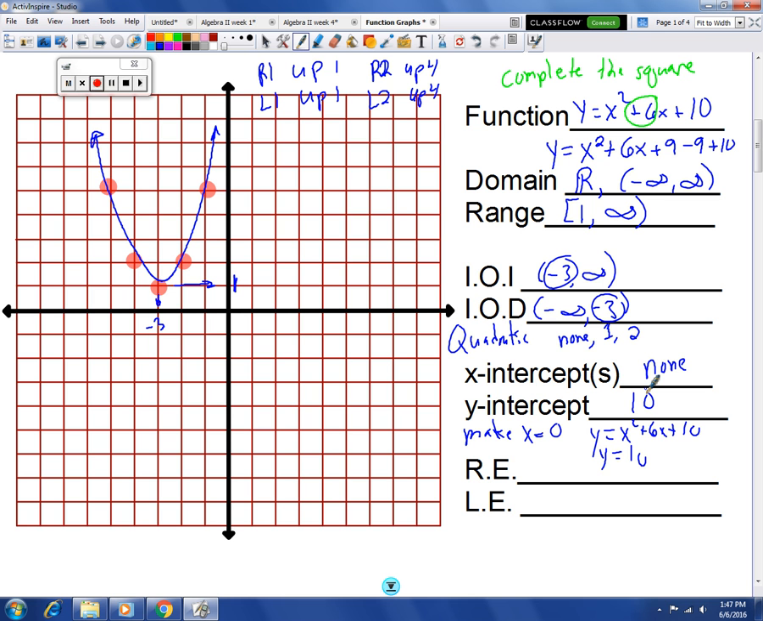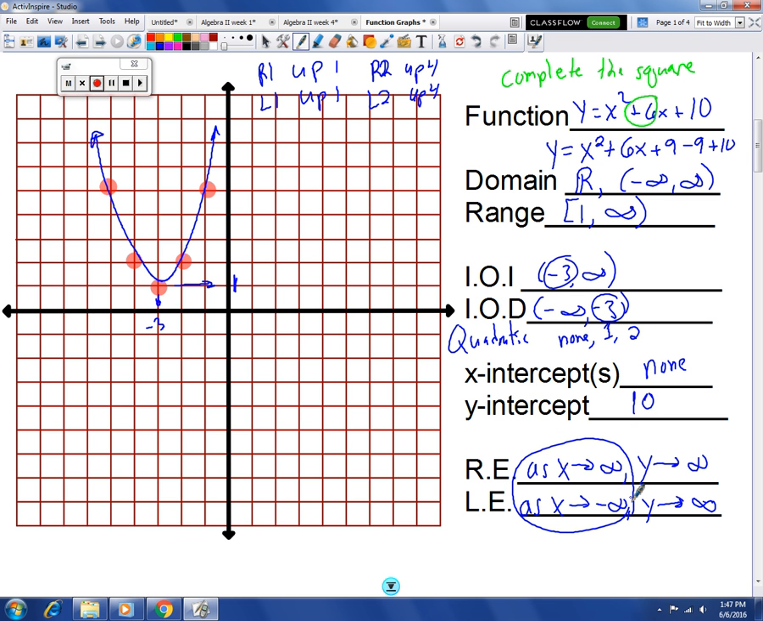The right-hand behavior. This is an upward facing parabola. So as x approaches positive infinity, y approaches positive infinity. As x approaches negative infinity, y still goes to infinity. You're always going to start out like that, always: x approaches positive infinity, x approaches negative infinity.